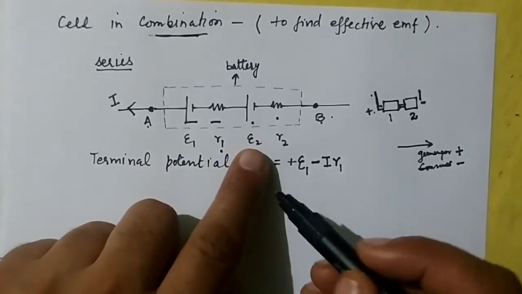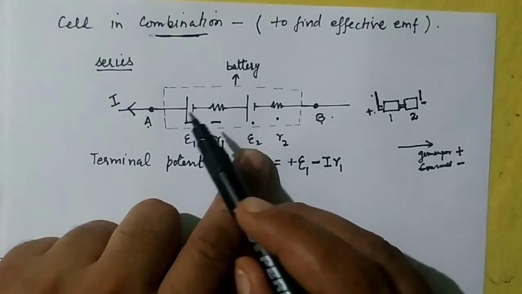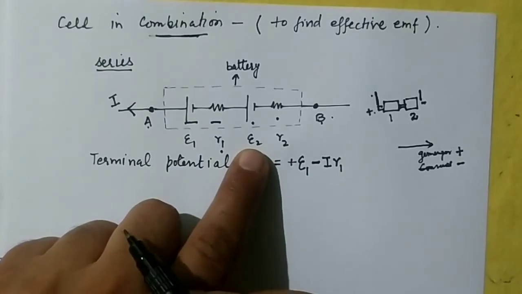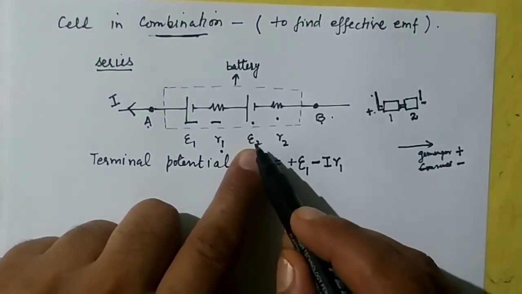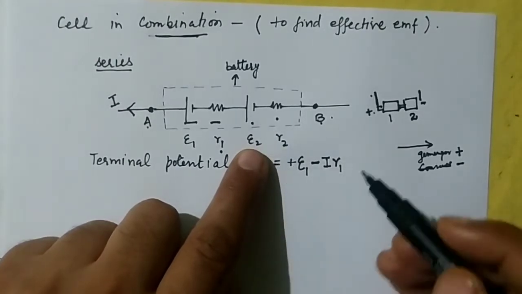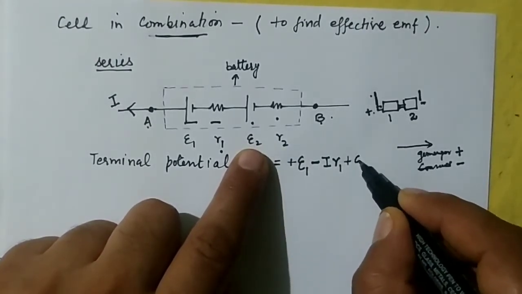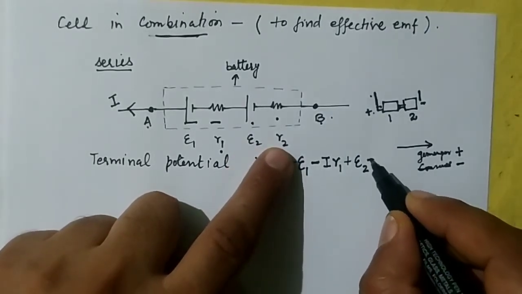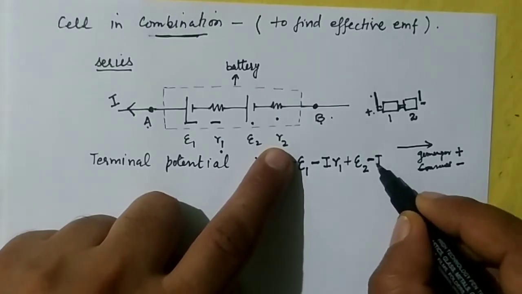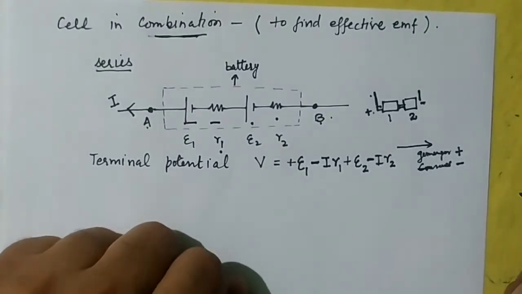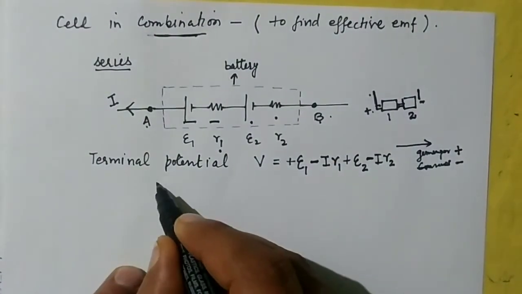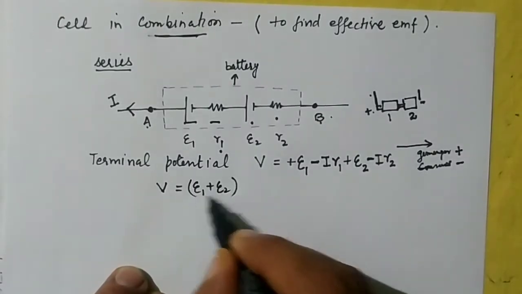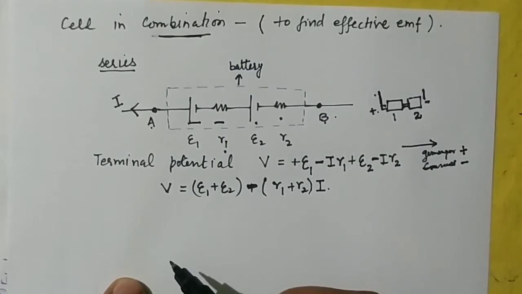Now further you move. For this cell also, the direction of current should be according to this cell. So it also discharges, it produces potential, so it is also taken as positive. And further, resistance always loses energy, so it is minus I R2. Now solving a little bit, V becomes E1 plus E2 minus I into R1 plus R2.